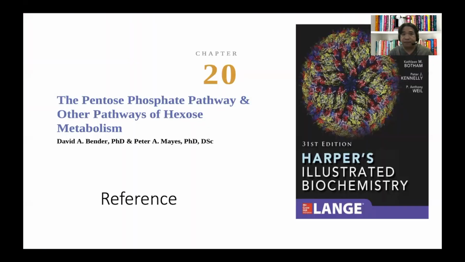Now, the official reference which I will be using is Harper's Illustrated Biochemistry. I'm using the 31st edition for this session, and this is from chapter 20, which is the pentose phosphate pathway and other pathways of hexose metabolism. About 90% of the content of this module is lifted from this chapter, and the clinical aspects are lifted from your pediatrics and your pathology books. Okay, so let's begin.